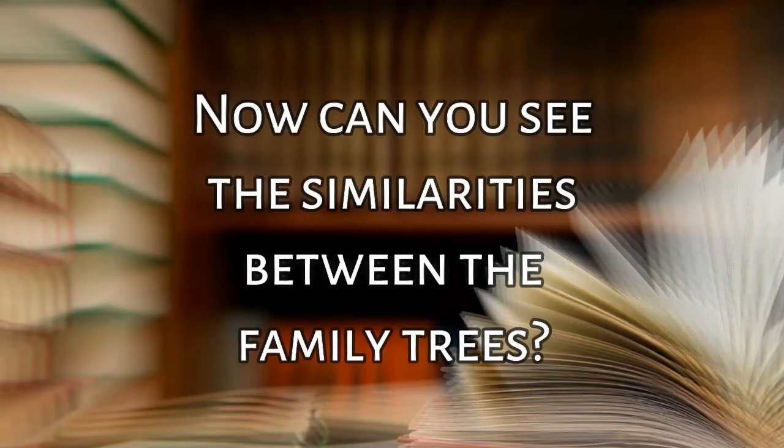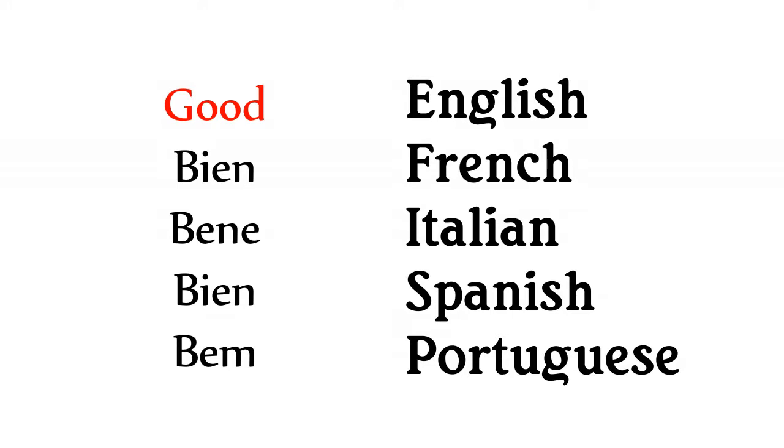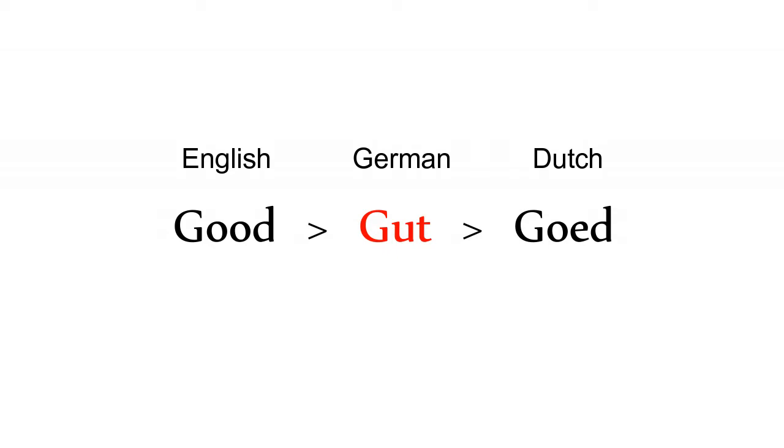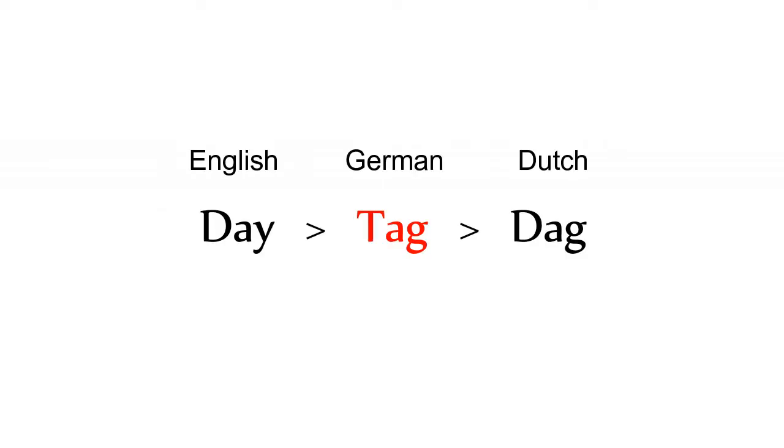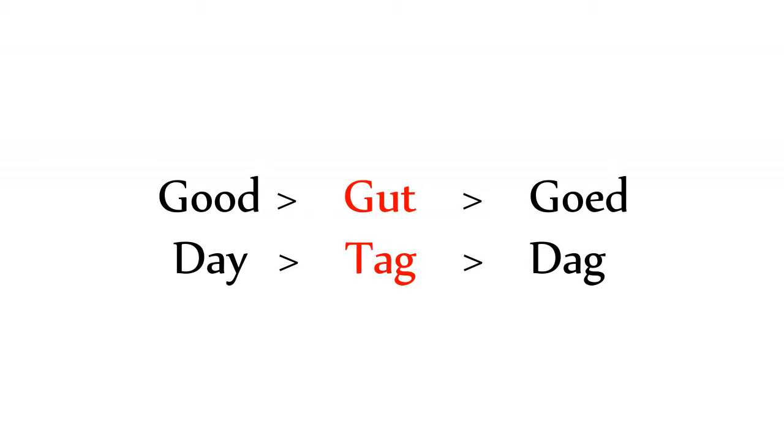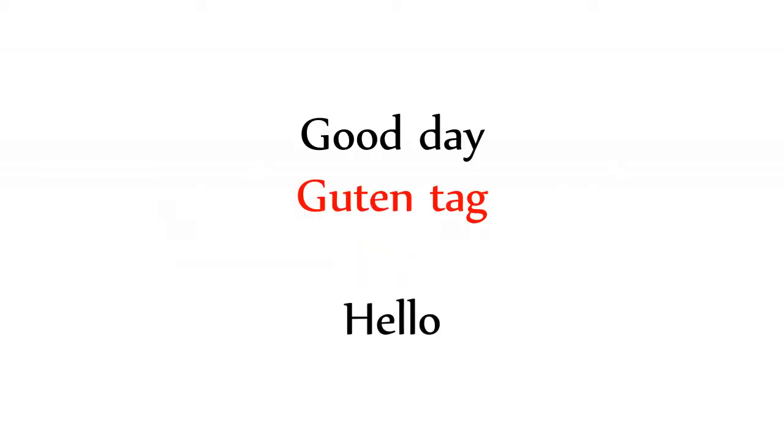Now, can you see the similarities between the family trees? For an example, good in the Latin or Romance languages generally have a Bien, Bene, Bien, Bem feeling to their word for good in English. And in the Germanic family tree, the word is very similar to Gut. We can also see that in German, Tag feels like day in English. If these words Guten Tag are put together, we get a feeling of good day or hello.